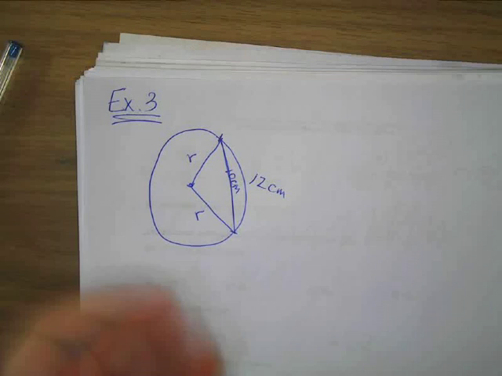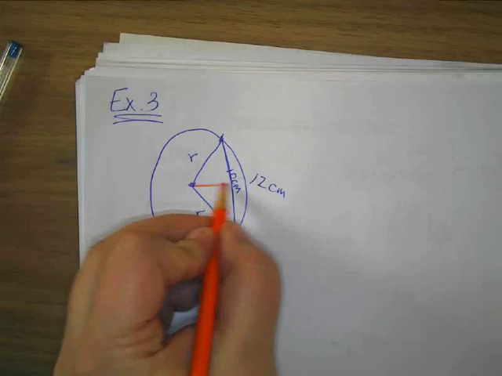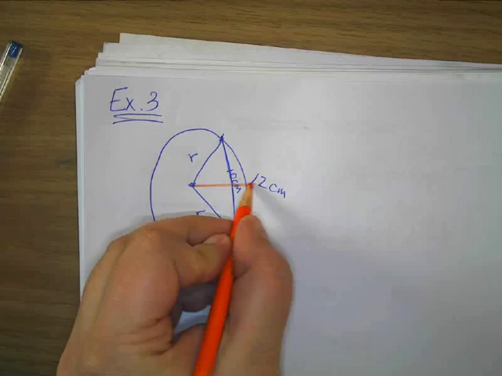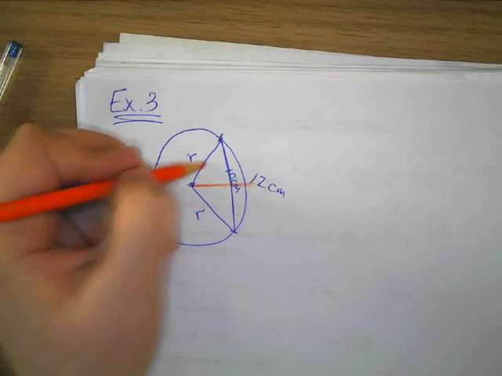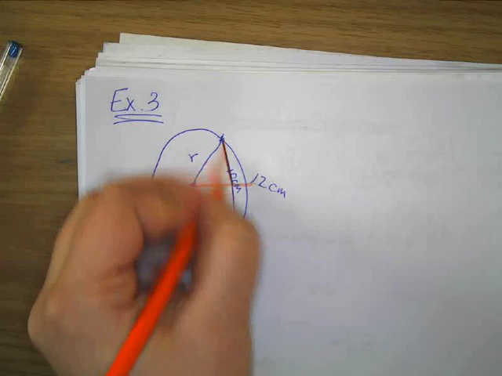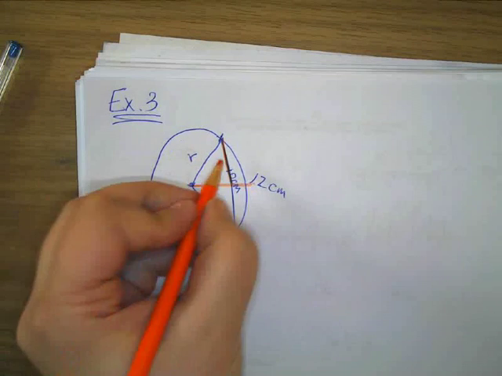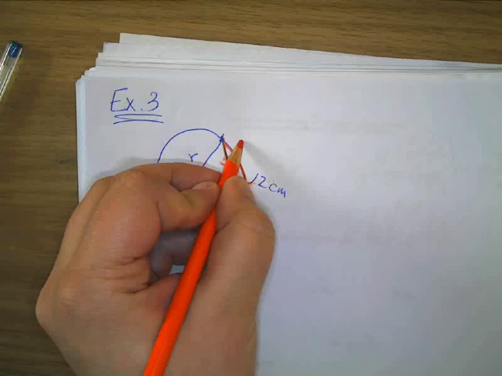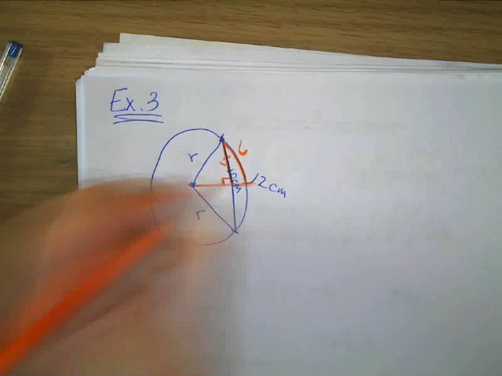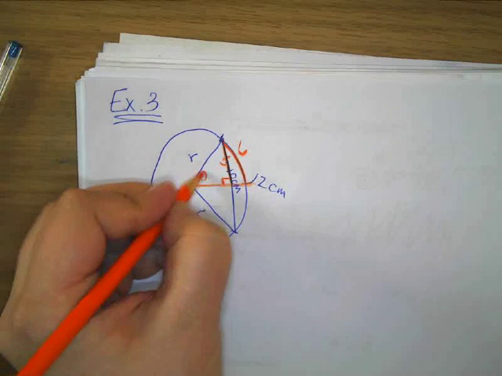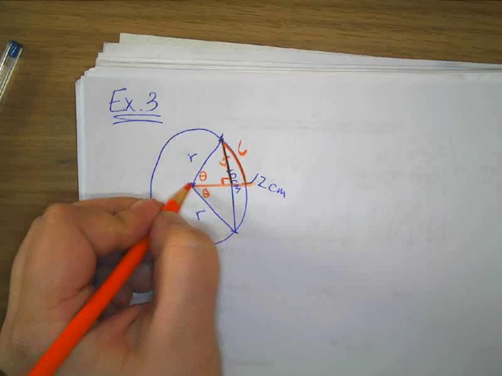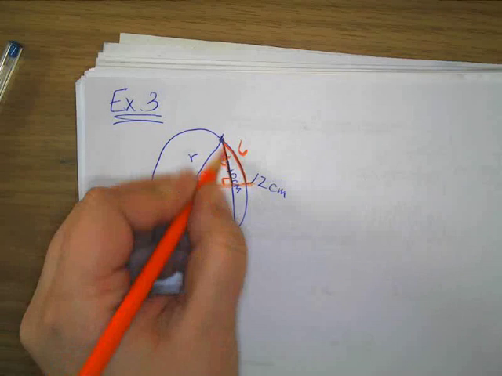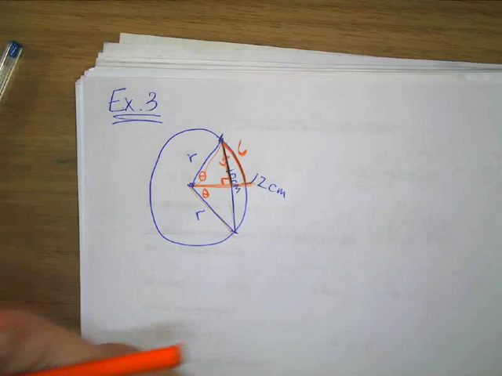Now the cool thing is if I draw in this diagonal right here, what's it do? Because this is an isosceles triangle. So what's it do to this base right here? Cuts it in half. And it also cuts the arc in half. So this right here is 6. And it makes a right triangle. And I'm going to call this theta. And this is the same triangle just over here. But I'm just going to focus on one of these triangles right now. Is that okay?